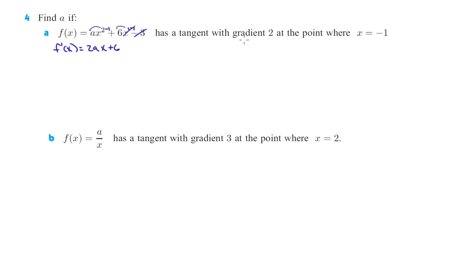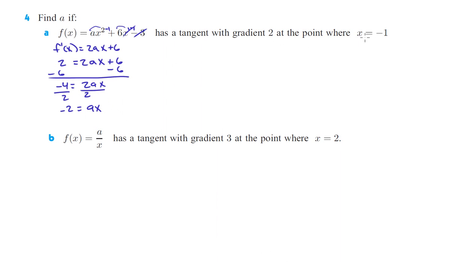Now, we know that the slope has to be 2 for the tangent line. So we know that this over here is going to be 2. So let's plug that in. 2 equals 2 times a times x plus 6. Let's subtract 6 from both sides, right? We get negative 4 equals 2a times x. Let's divide by 2. We get negative 2 equals a times x.